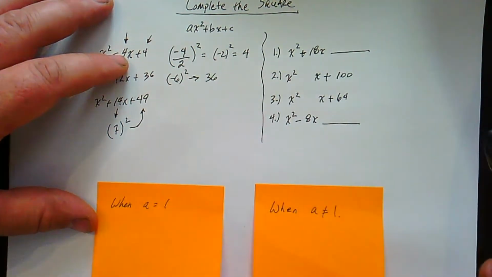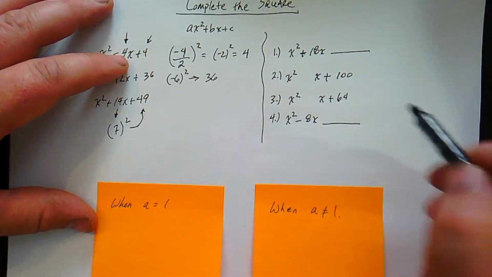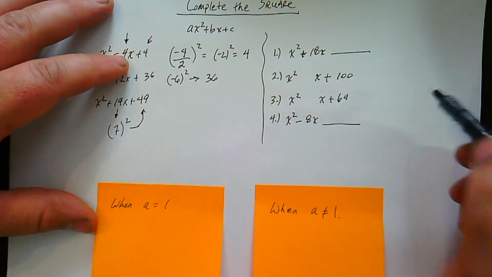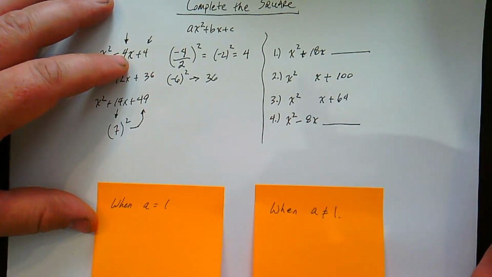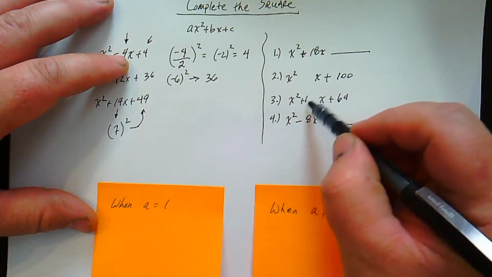Right? So here's what I know. Half of this number squared has to equal 64. So what squared is 64? It's 8. Half of what is 8? It's 16. So I think this is going to be a plus 16.